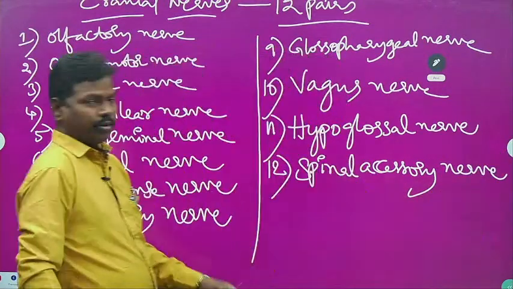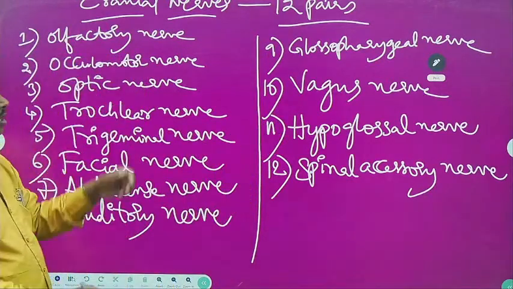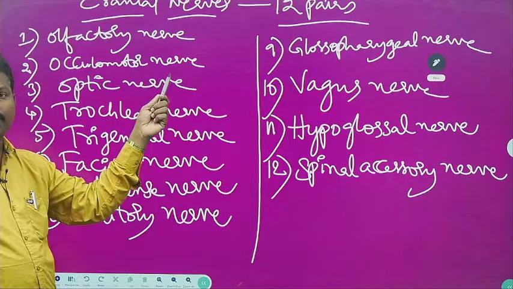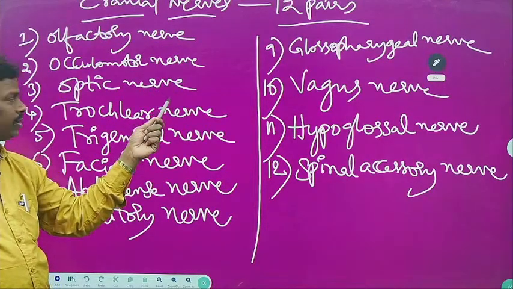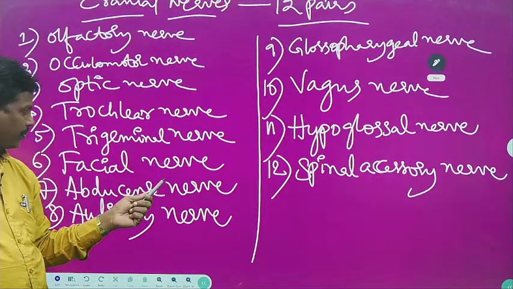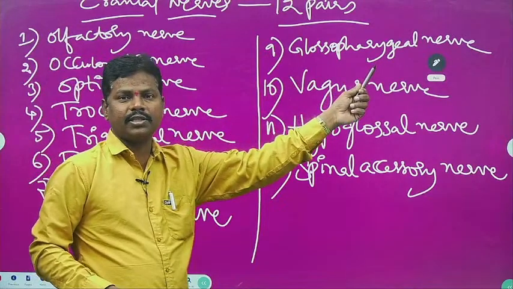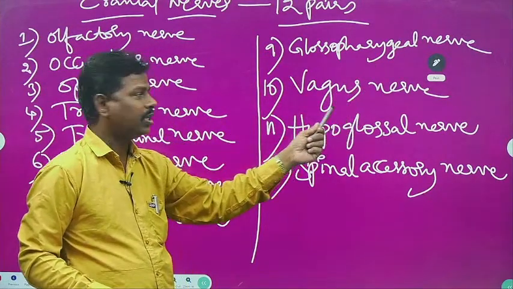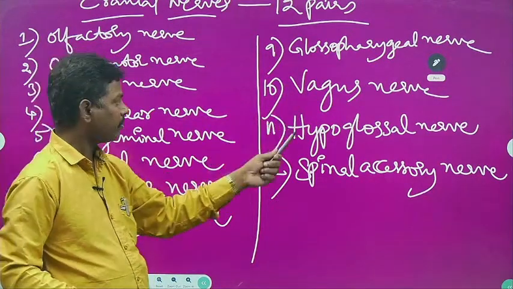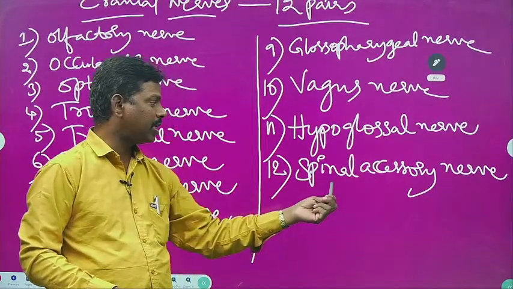Children, how many we got here? 12 pairs of nerves. What are they? Once again we read: olfactory nerve, oculomotor nerve, optic nerve, trochlear nerve, trigeminal nerve, facial nerve, abducens nerve, auditory nerve, glossopharyngeal nerve, vagus nerve, which is the 10th cranial nerve. Next, 11th one, hypoglossal nerve. Last one is spinal accessory nerve.